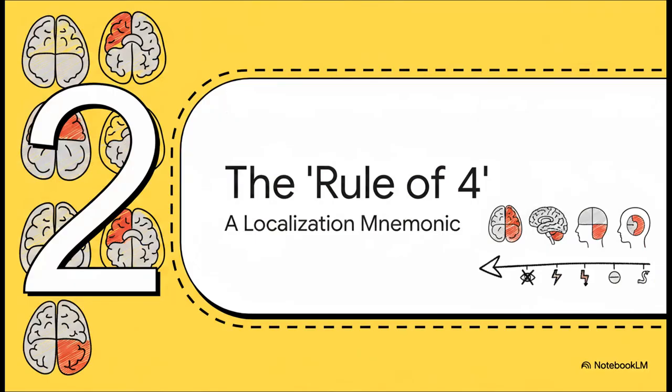Now, how do we get more specific than just somewhere in the brainstem? This is where we introduce an incredibly elegant tool for localization, the rule of 4. This mnemonic is a game changer because it helps organize the brainstem's anatomy along its medial lateral axis, letting you predict the clinical signs just based on where the lesion is.